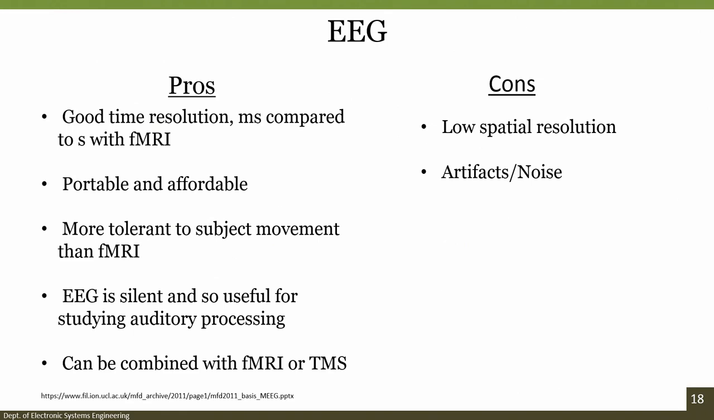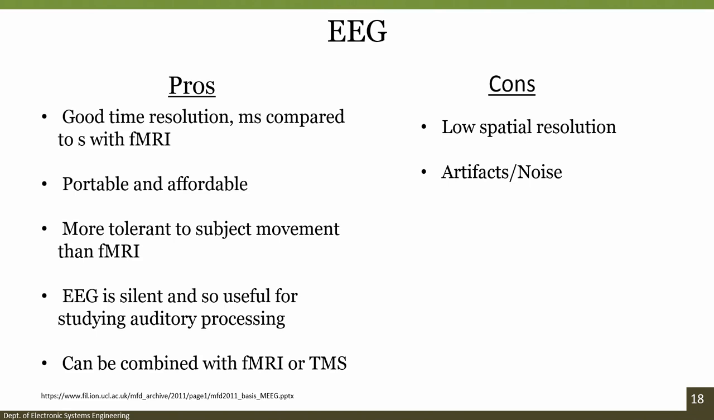Now, what are the advantages of measuring EEG and what are the limitations, the pros and cons? The pros are good time resolution compared to fMRI. fMRI stands for functional MRI, which is magnetic resonance imaging. Compared to that, we have a good resolution because it is in milliseconds compared to seconds in fMRI. The advantage of EEG is that it is not only affordable but also portable. Further, it is more tolerant to subject movement than fMRI.